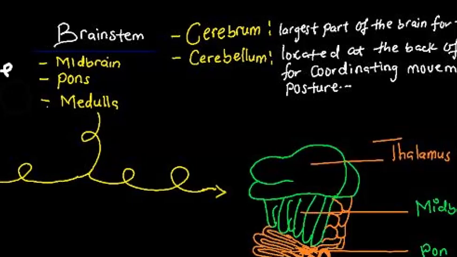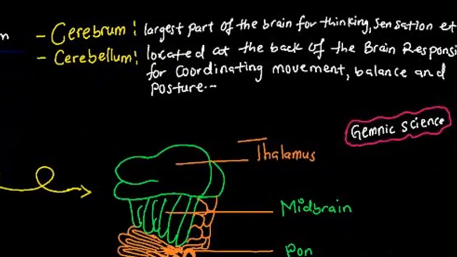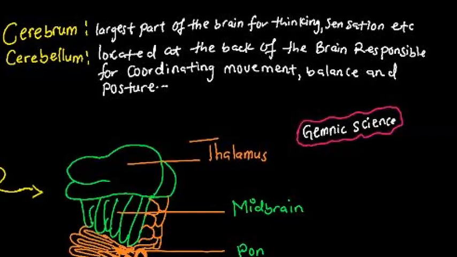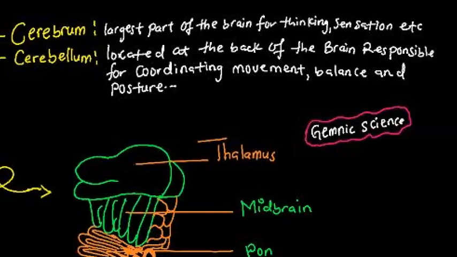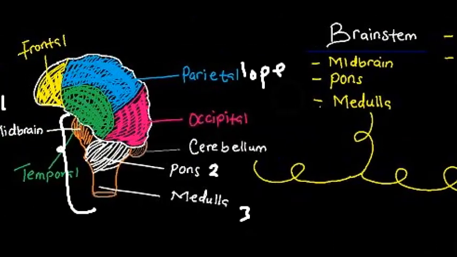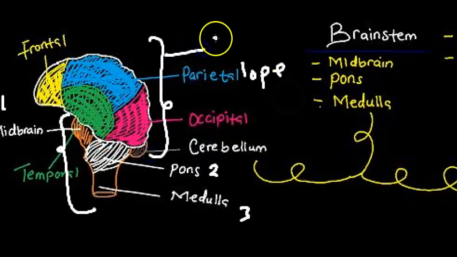Opposite to those, we have what we call the cerebellum. That is opposite to the medulla. We have the cerebellum, and superior to it, we have the cerebrum. The cerebrum is the largest part of the brain for thinking, sensation, etc. And the last one which we have, which is opposite to the brainstem, is the cerebellum. This is located at the back of the brain, which is responsible for coordinating movement, balance, and posture. This is what we call the cerebellum. And from here to here, which is the main part, is the cerebrum.